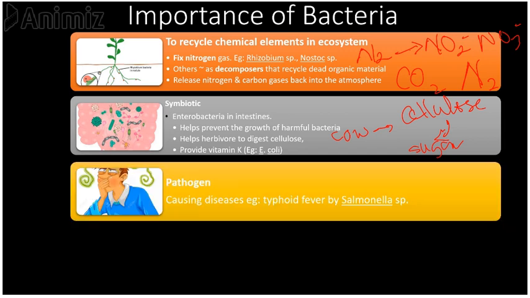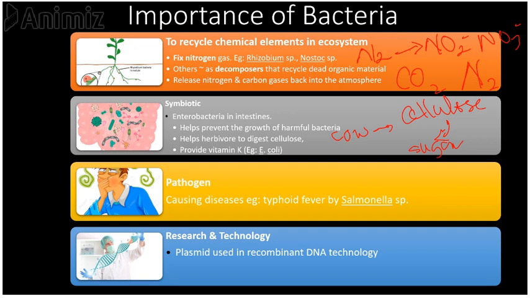And then the next importance of bacteria is as pathogen. Certain bacteria, as you know, can cause disease. For example, salmonella, which can contaminate food, can cause typhoid fever. The main symptoms of typhoid fever are vomiting, rash, and diarrhea as well as stomach pain.